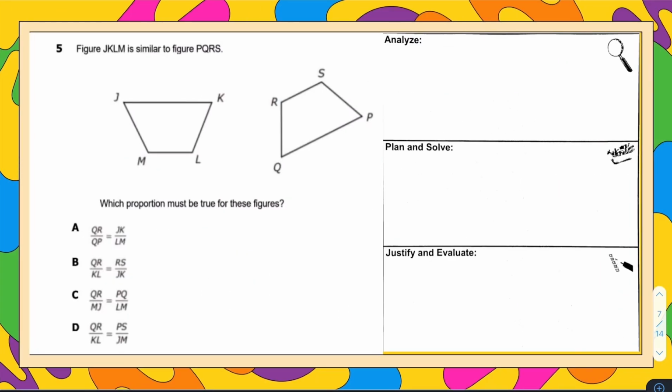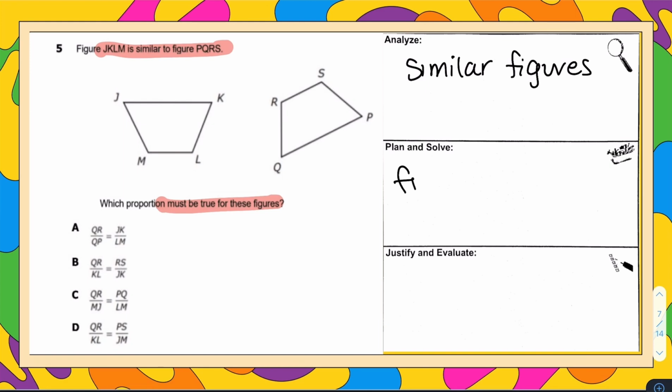Problem number 5. Figure JKLM is similar to figure PQRS. Which proportion must be true for these figures? So again, similar figures. Planning and solving, find corresponding sides. And also go through every proportion to see if it's true.